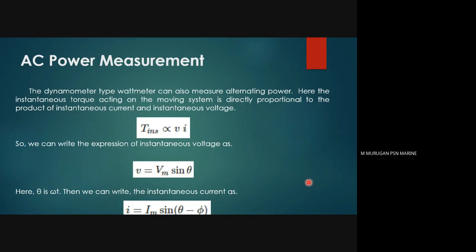For example, DC means at 0 second it has the same value. Suppose the DC value is 230 volt: at 0 second it has 230 volt only, at 1 second it is also 230, at 2 seconds 230, at 3 seconds 230. It never changes irrespective of time. But AC is varying with respect to time. Sometimes it has the value 0, sometimes it has the maximum value.